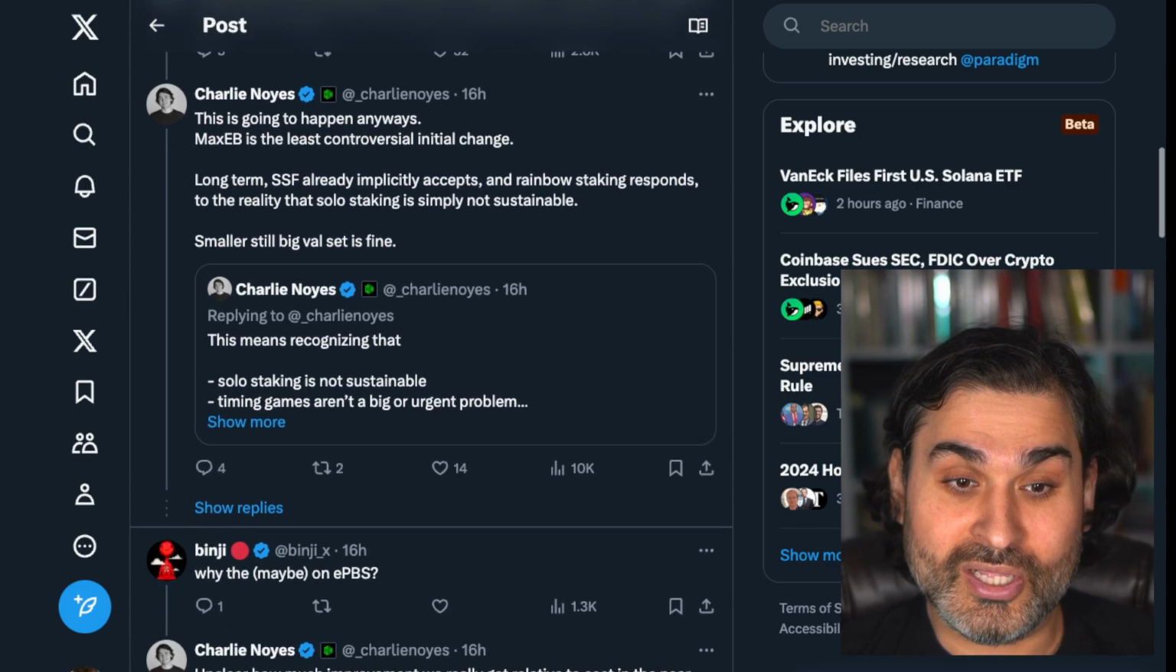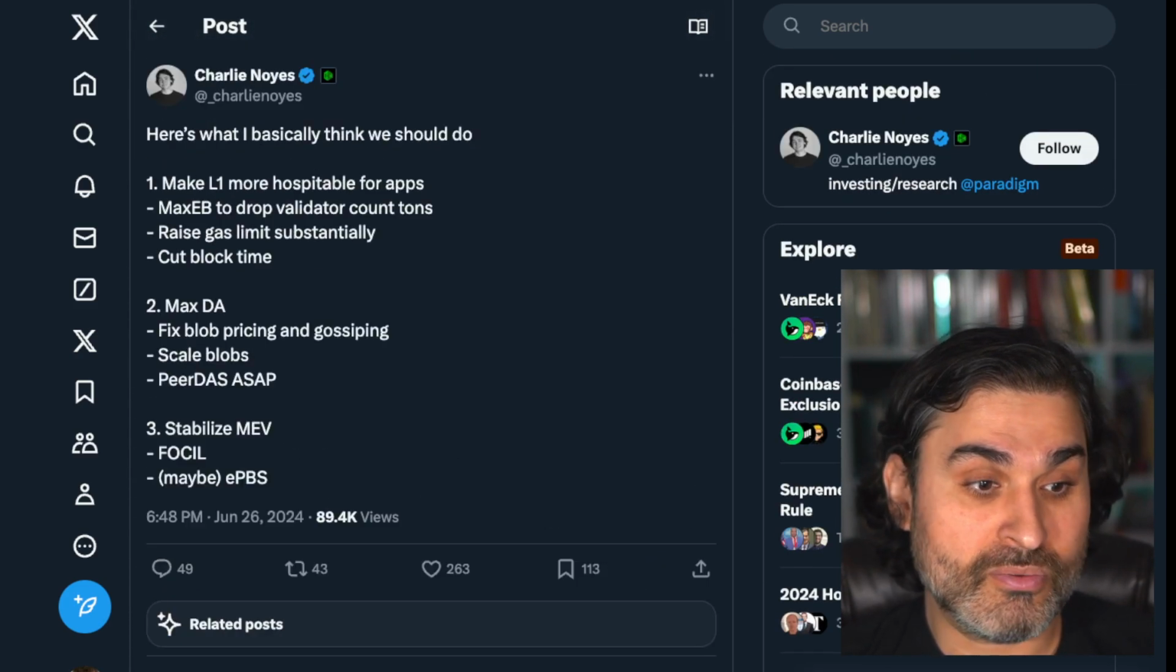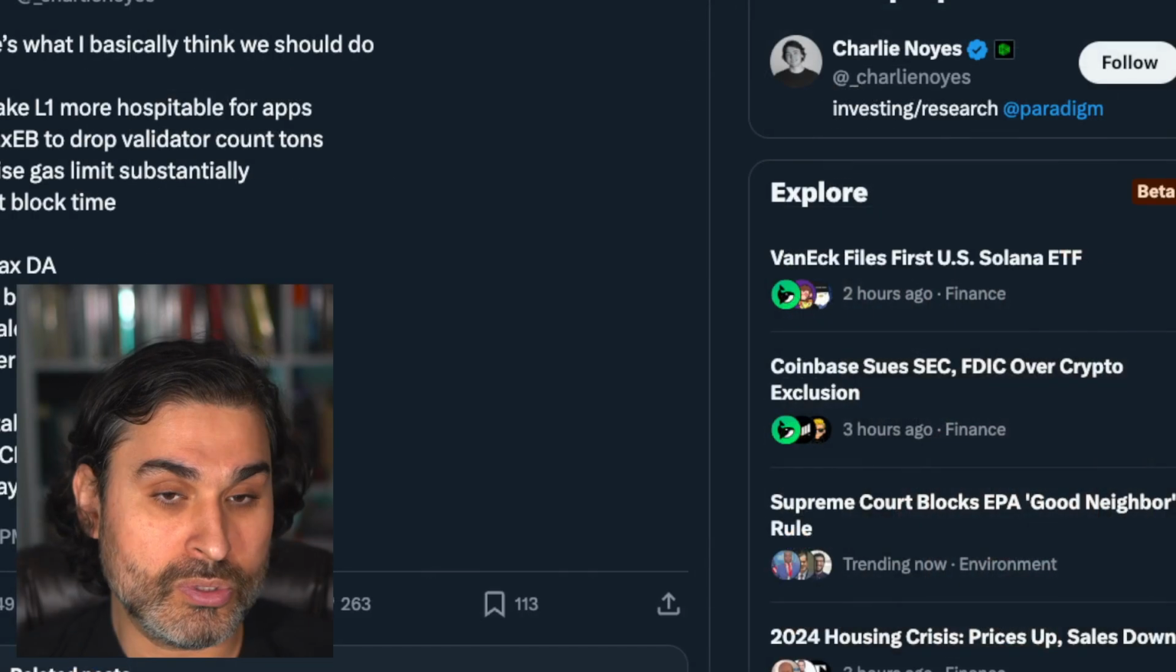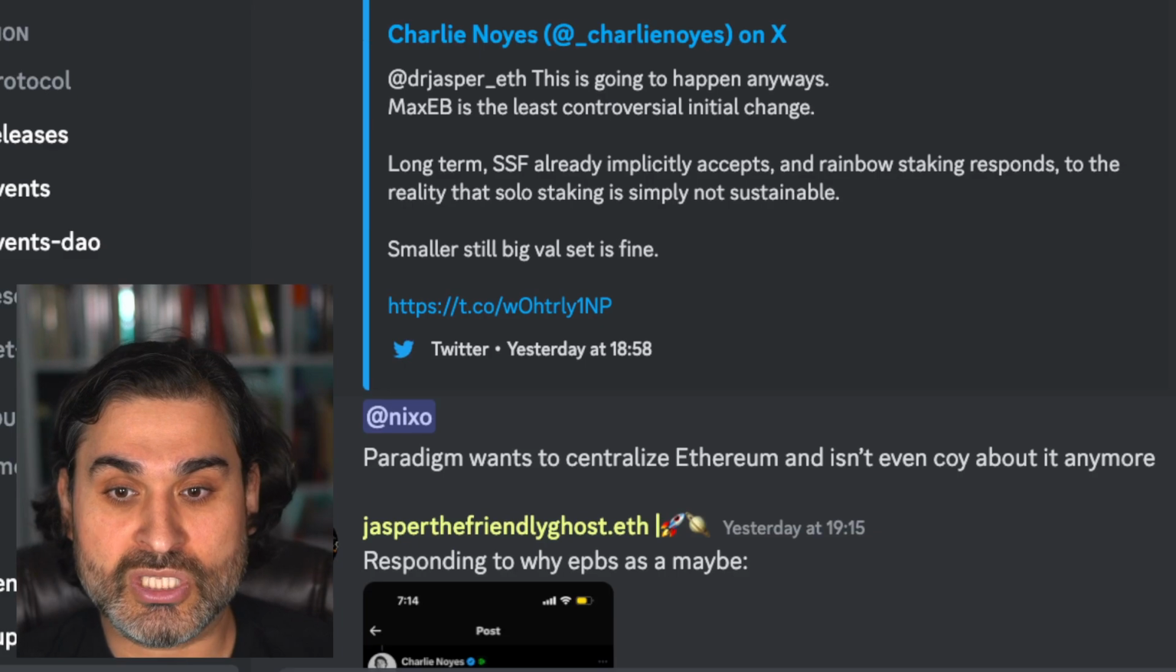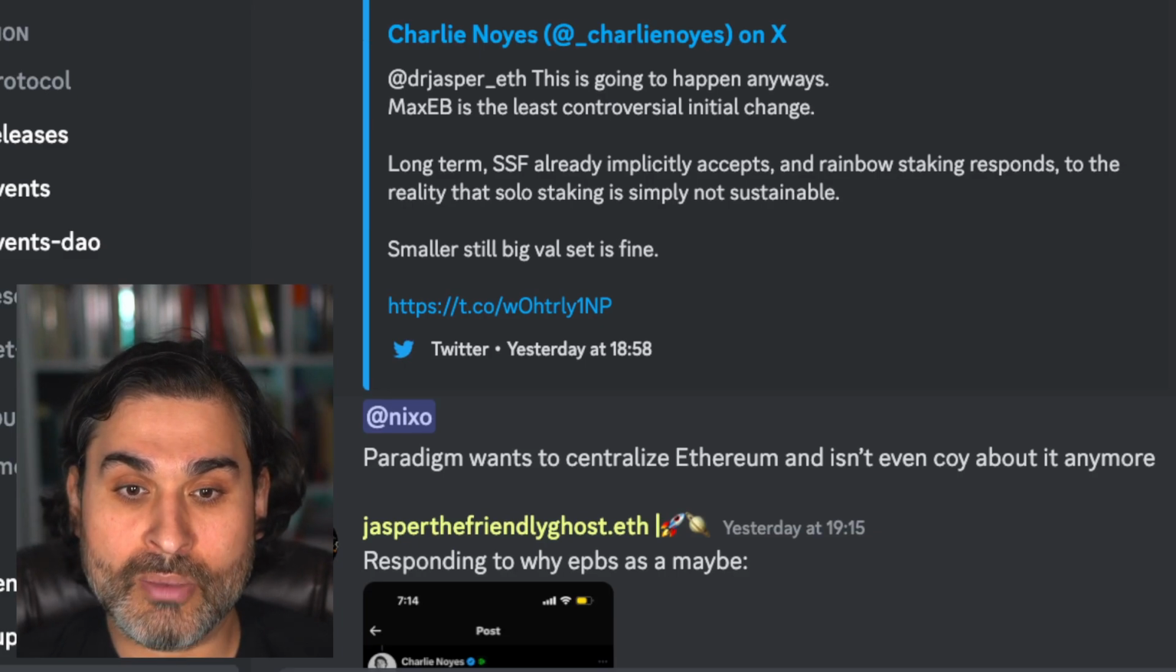So there was fallout from this. The discussion went to the Rocket Pool Discord, as Jasper tweeted it there. And he says Paradigm wants to centralize Ethereum and isn't even coy about it anymore.